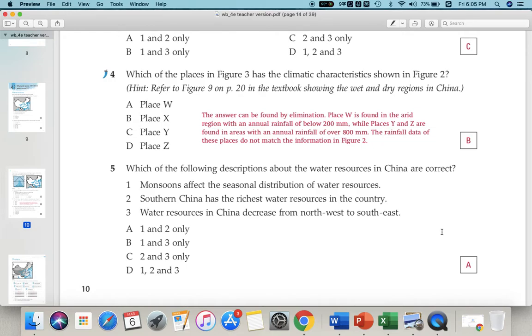And which of the following descriptions about the water resources in China is correct? The monsoon affects the seasonal distribution of the water resources. It is right, which I will explain in a later part. And southern China has the richest water resources in the country. It is also correct. While number 3 is not right, because from northwest to southeast, the water resources should increase but not decrease. So the answer should be 1 and 2, A.